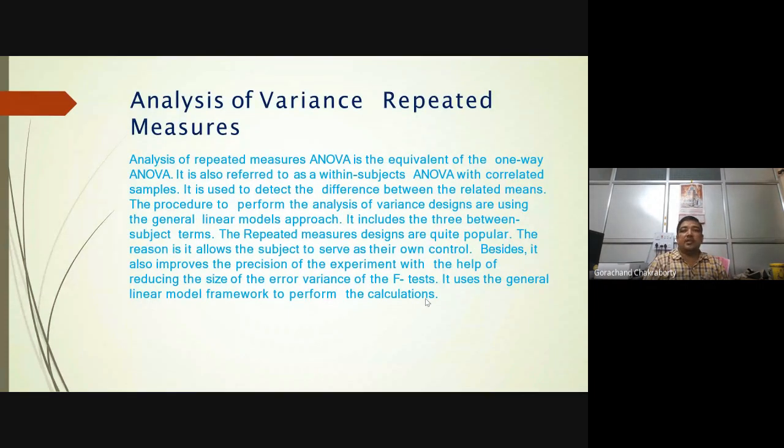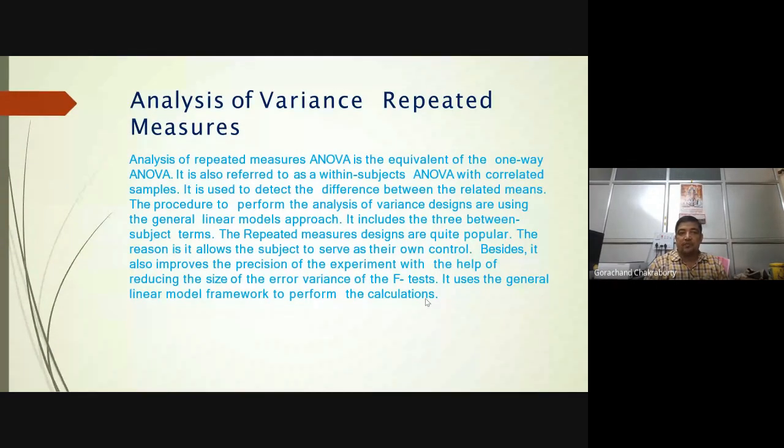Now, analysis of variance in repeated measures. Repeated measures ANOVA is the equivalent of the one-way ANOVA. It is also referred to as a within-subject ANOVA or ANOVA with correlated samples. It is used to detect the difference between related means.